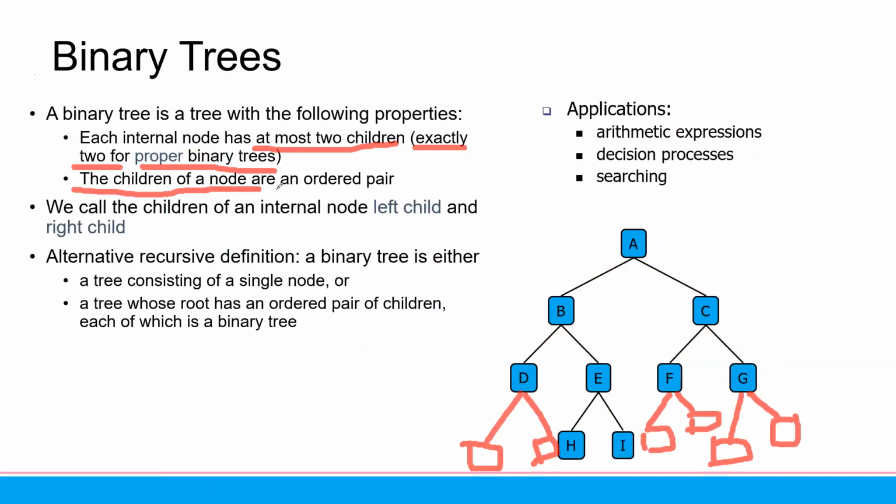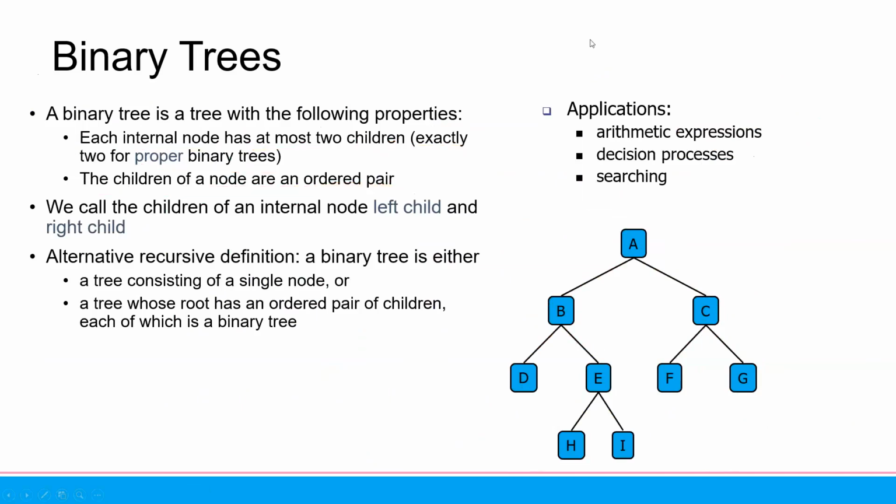The children of a node are an ordered pair. Ordered pair means I have P, and then I have P and E. So these children are in an order. After the left, we go to the right. We call the children of an internal node the left child and the right child. So this is the left child, and this is the right child.